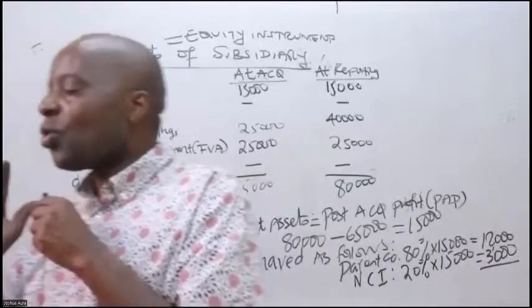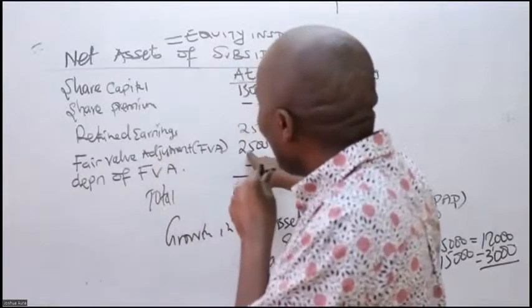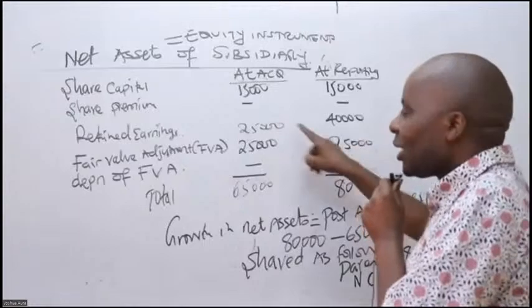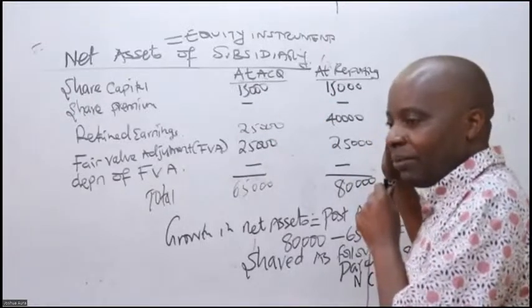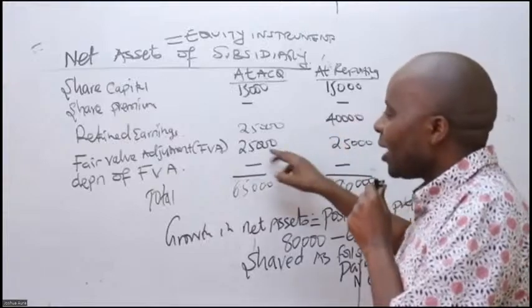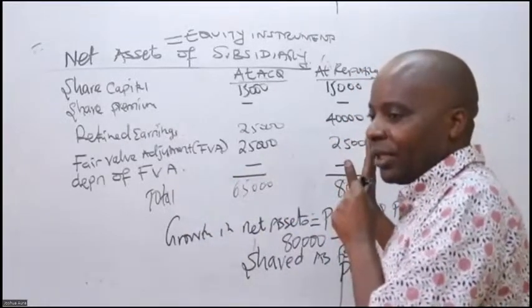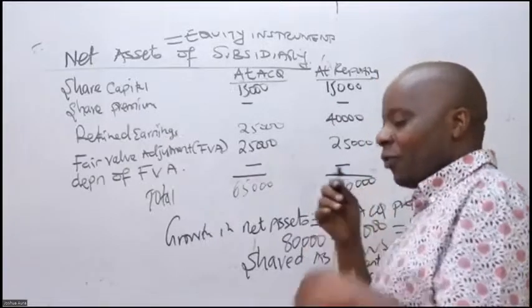One thing you're supposed to know is that the fair value adjustment that you have here will always be the same as the value that you have here, Kabage. The two, just like share capital, must always be the same. And because this was land, depreciation for land is always zero, like that.